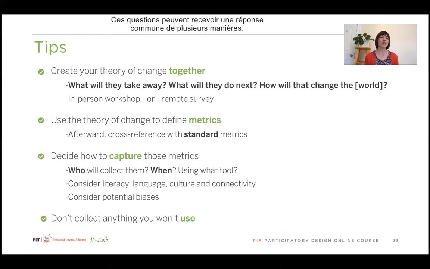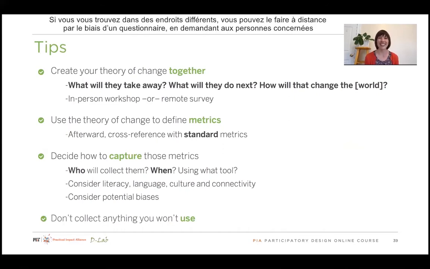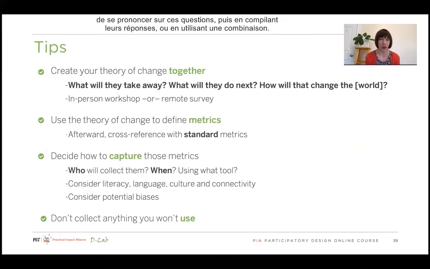Now, those questions can be answered together in a few different ways. If you are all in the same place, you can do this in an in-person workshop. If you're all in different places, you can do it remotely through a survey, having individuals weigh in on these questions and then compiling their answers, or you can use a combination. But I definitely encourage you to be as collaborative as possible when defining the success and defining the theory of change for your participatory design intervention.